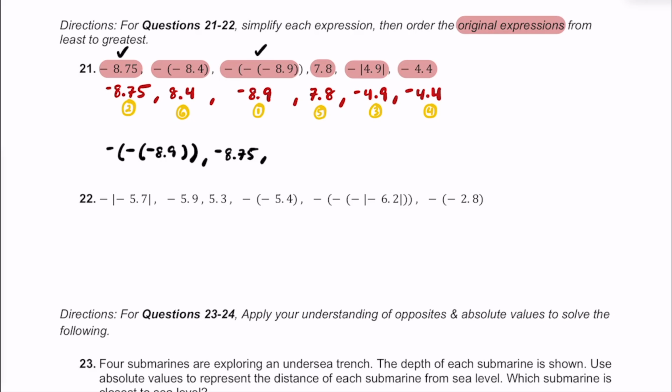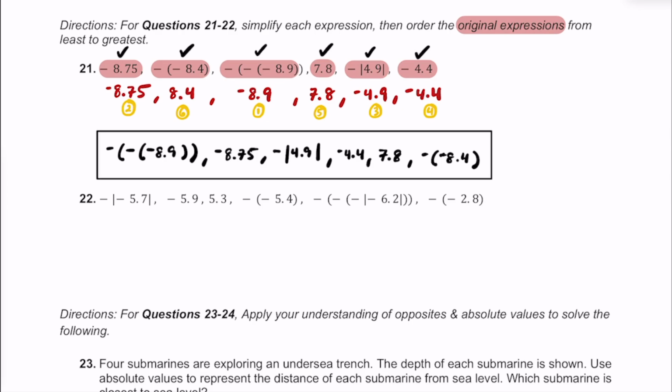Our third one is going to be the opposite of the absolute value of 4.9. It's good to practice saying these too. Okay. Then after that, number 4 is just going to be negative 4.4, or the opposite of 4.4. Okay. And then for number 5, this one's pretty straightforward. It's just 7.8, positive 7.8. Didn't have to do anything there. And then finally, our last expression here was the opposite of 8.4. So that's just negative 8.4. So these are going to be our 6 expressions ordered from least to greatest in terms of their value. This right here would be our answer.